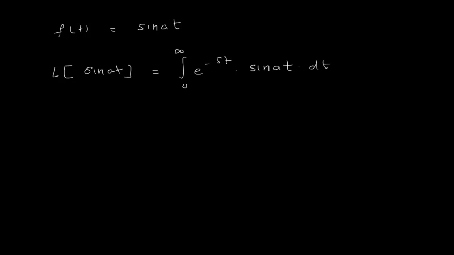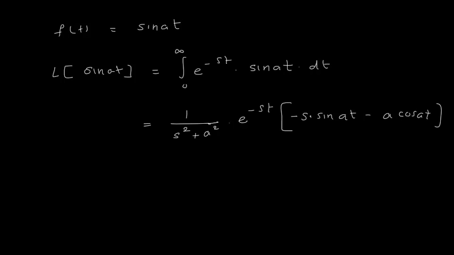Now we have the formula, it is 1 upon s square plus a square. Actually this is minus s the whole square, but minus s the whole square is s square only, so we are writing s square into e power minus st into, here we will write minus s sin at minus a cos at, and then our limit, which is 0 to infinity.